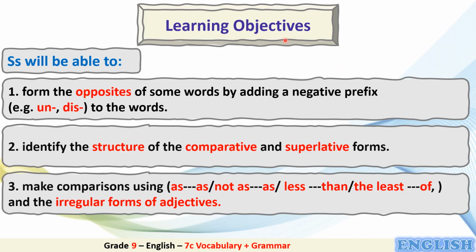Let's start with the learning objectives. Students will be able to: 1. Form the opposites of some words by adding a negative prefix, for example, un or dis, to the words. 2. Identify the structure of the comparative and superlative forms. 3. Make comparisons using as, not as, less than, the least of, and the irregular forms of adjectives.